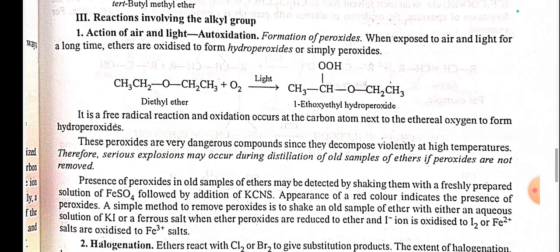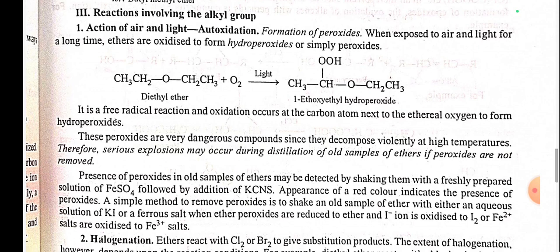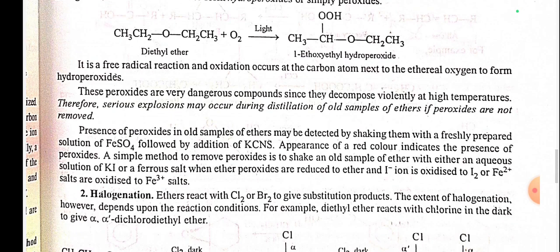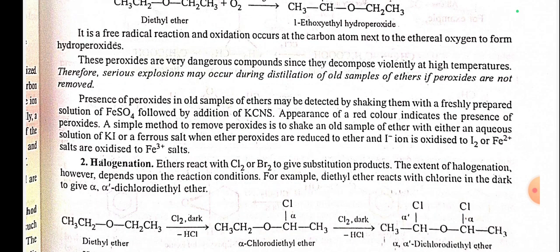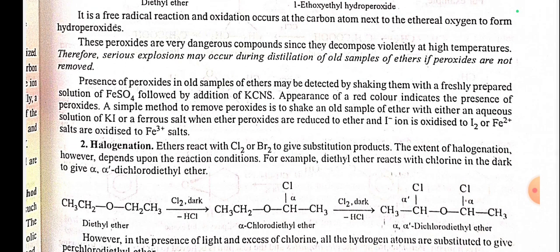Reactions involving the alkyl group: action of air and light, autoxidation, formation of peroxide. When exposed to air and light for a long time, ethers are oxidized to form hydroperoxides, or simply peroxides. Diethyl ether plus O2 in the presence of light gives 1-ethoxyethyl hydroperoxide. It is a free radical reaction, and oxidation occurs at the carbon atom next to the ethereal oxygen to form the hydroperoxide. These peroxides are very dangerous compounds since they decompose violently at high temperature. Therefore, serious explosions may occur during the distillation of old samples of ethers if peroxides are not removed.